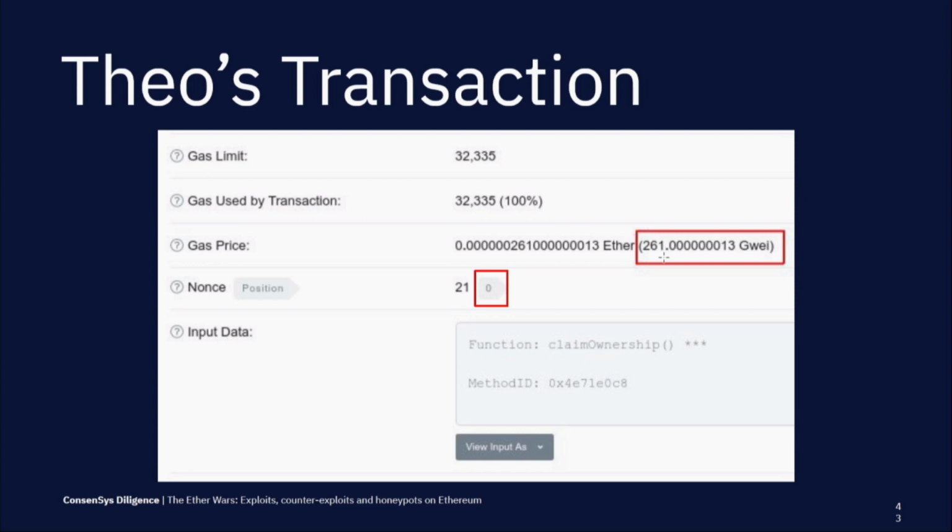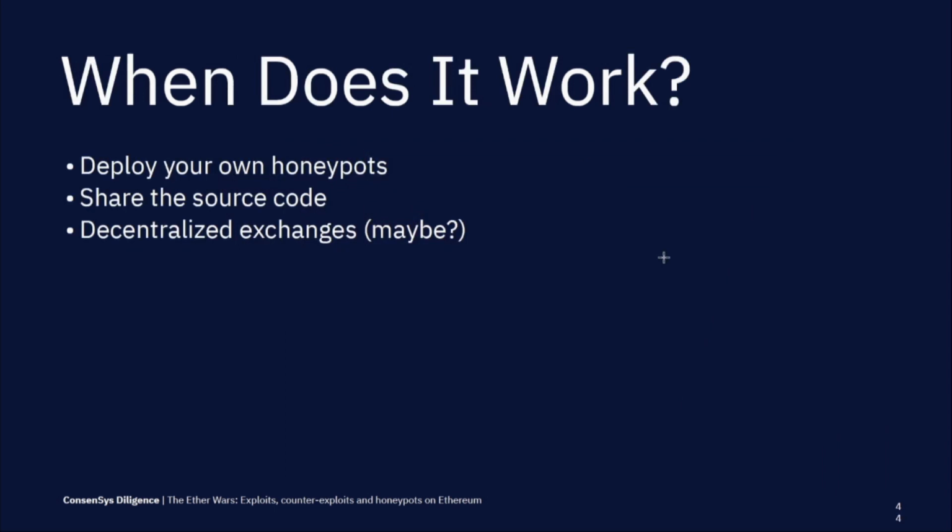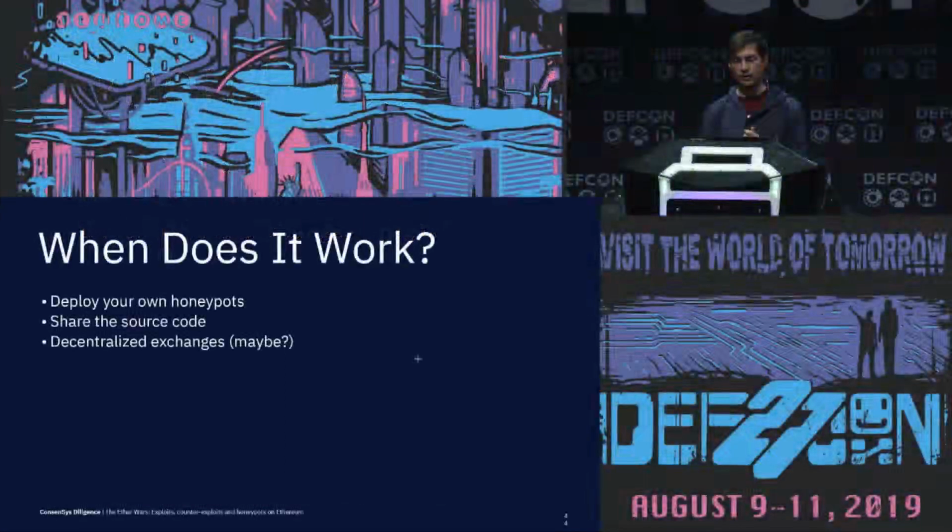So that means that they became the owner and they also got the attacker's ether. So there are cases when this actually works. You have to deploy your own honeypots and you have to design them in a specific way to make them vulnerable to front running. In our case, it also helped if we shared the source code.